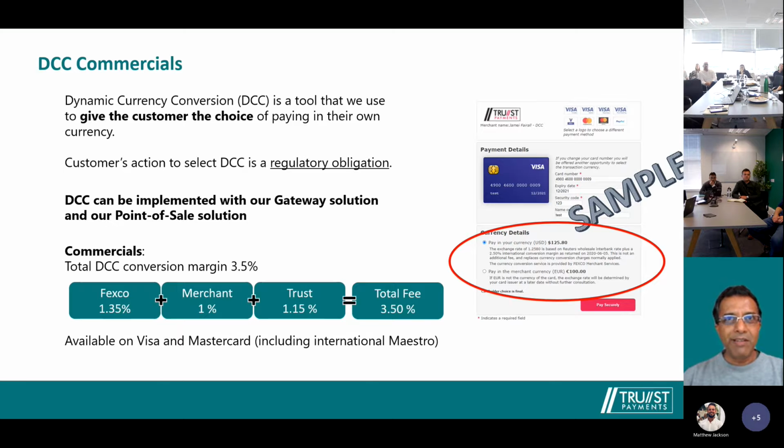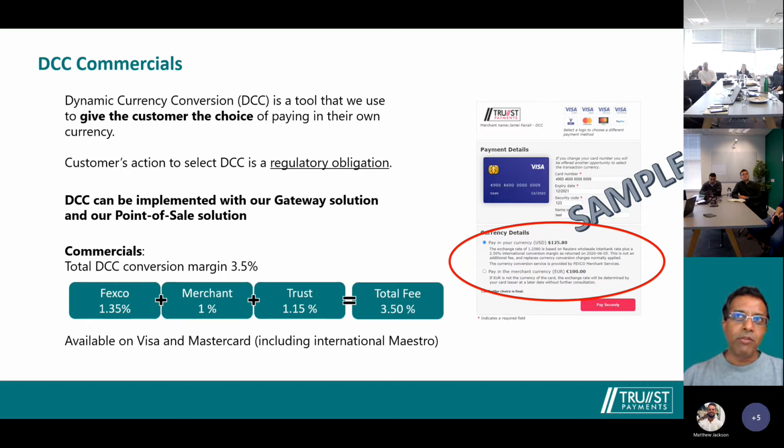So our standard is to charge a margin of 3.5%. Okay, so if it's 100 euros, the customer will pay 103.5. As simple as that. And we calculate that in the background and put in the rate. And then we share that revenue with Fexco, who are our partners producing the rates, and with the merchant.